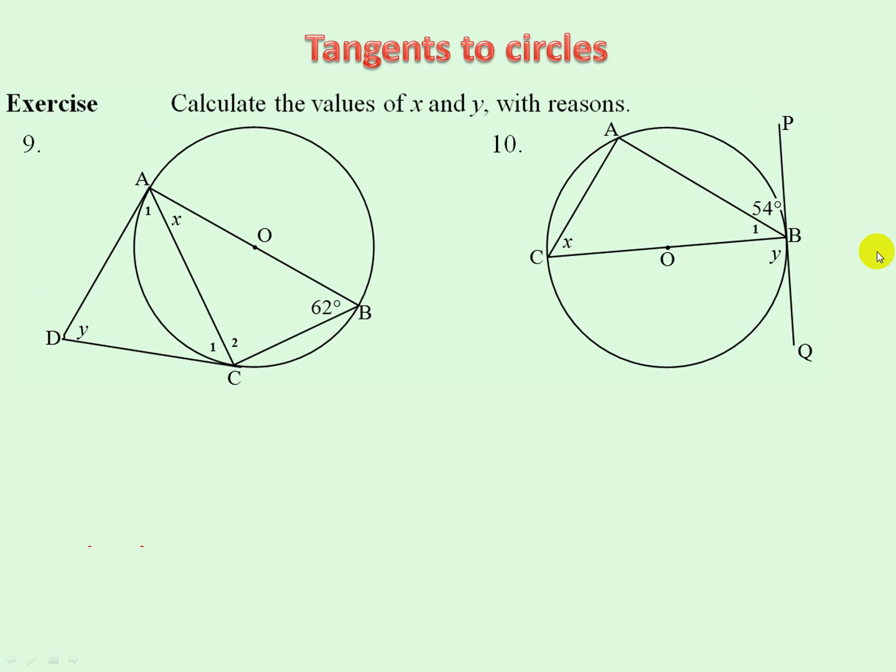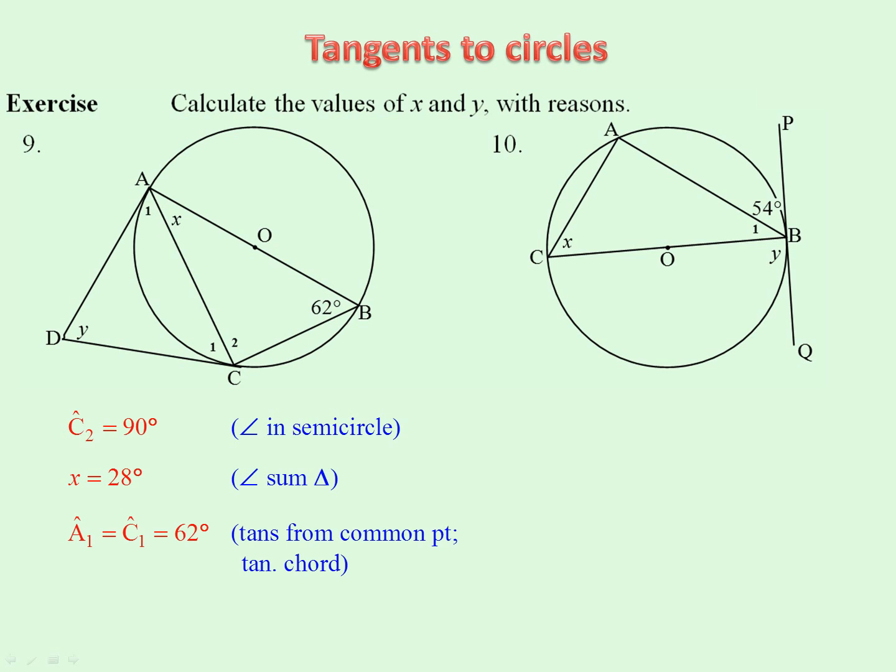Number 9. What is x equal to? Well, nothing at the moment, but x does combine with these two other angles to give you 180. So if I knew C2, have a look, there's a diameter. C2 is 90, angle in semicircle. So we can find x by angle sum triangle. Now to find y is not equal to anything there, so we have to find A1 and C1 to use angle sum triangle. But tangent, chord, alternate segments. A1 and C1 are equal to 62 degrees.